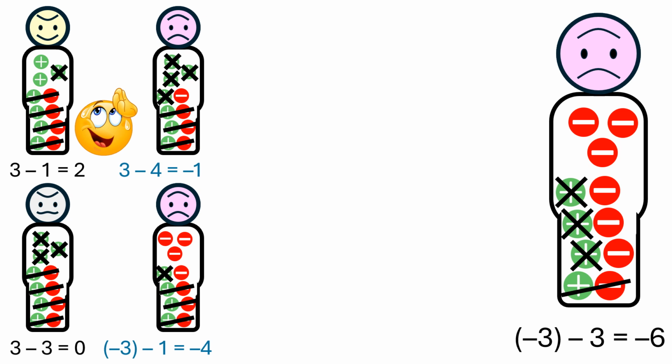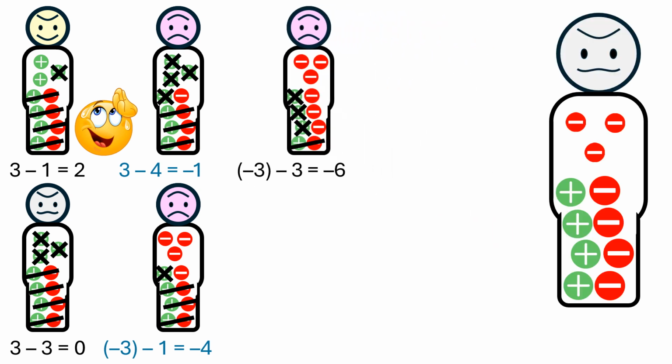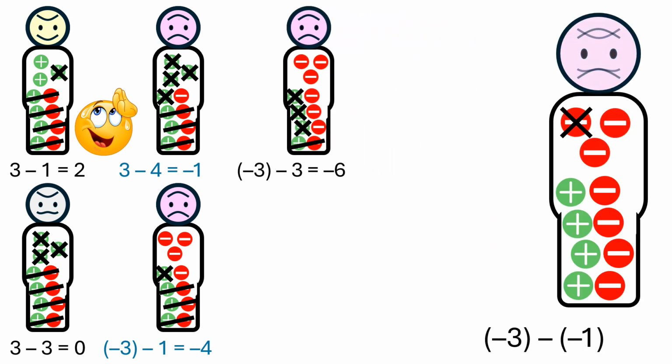As in the previous example, happiness was taken from you when you were already sad, and that makes you even sadder. Oh dear. So sad. What about -3 minus -1? That's -2. You start off sad, but a little sadness is taken away, so you are a little less sad.